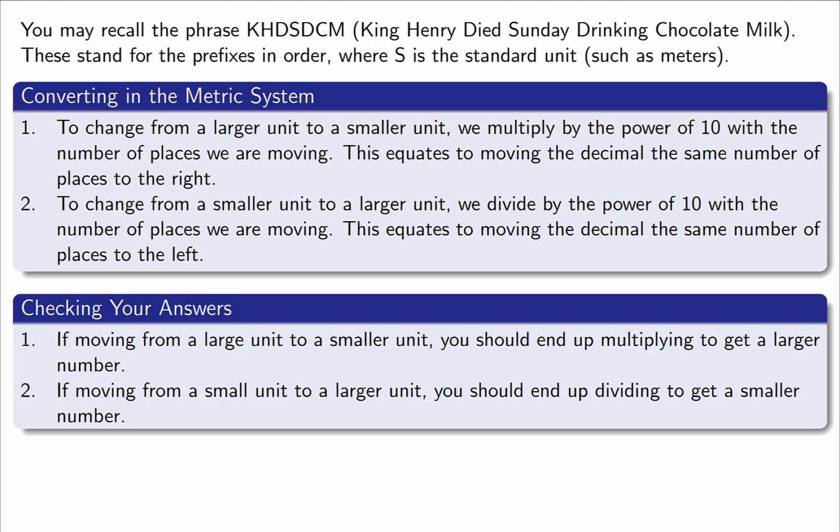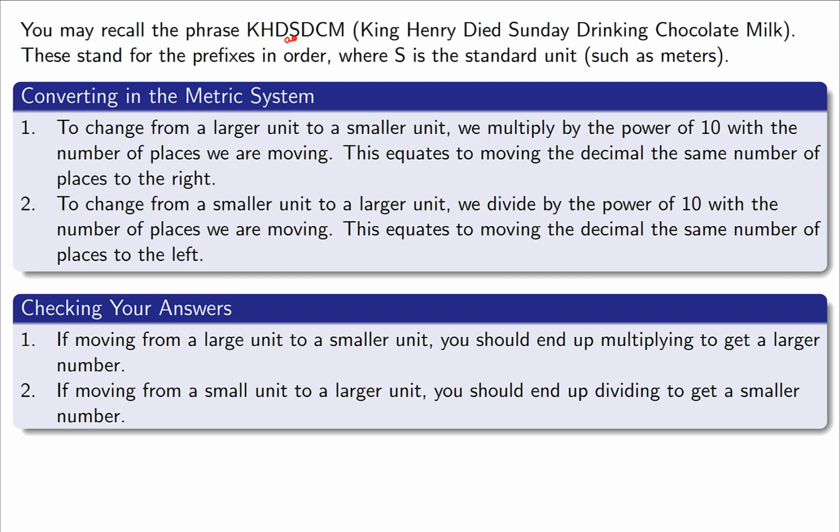Here's how we actually make our conversions. You may recall this phrase that you've probably come across before. King Henry died Sunday drinking chocolate milk. Now, the problem that I have with this is there's two D's. I prefer to put a little a down here to represent the deca comes on the left side. But either way, King Henry died Sunday drinking chocolate milk. These are all the prefixes, and S stands for whatever the standard unit you're using at the time is. It could be meters, grams, liters, etc.